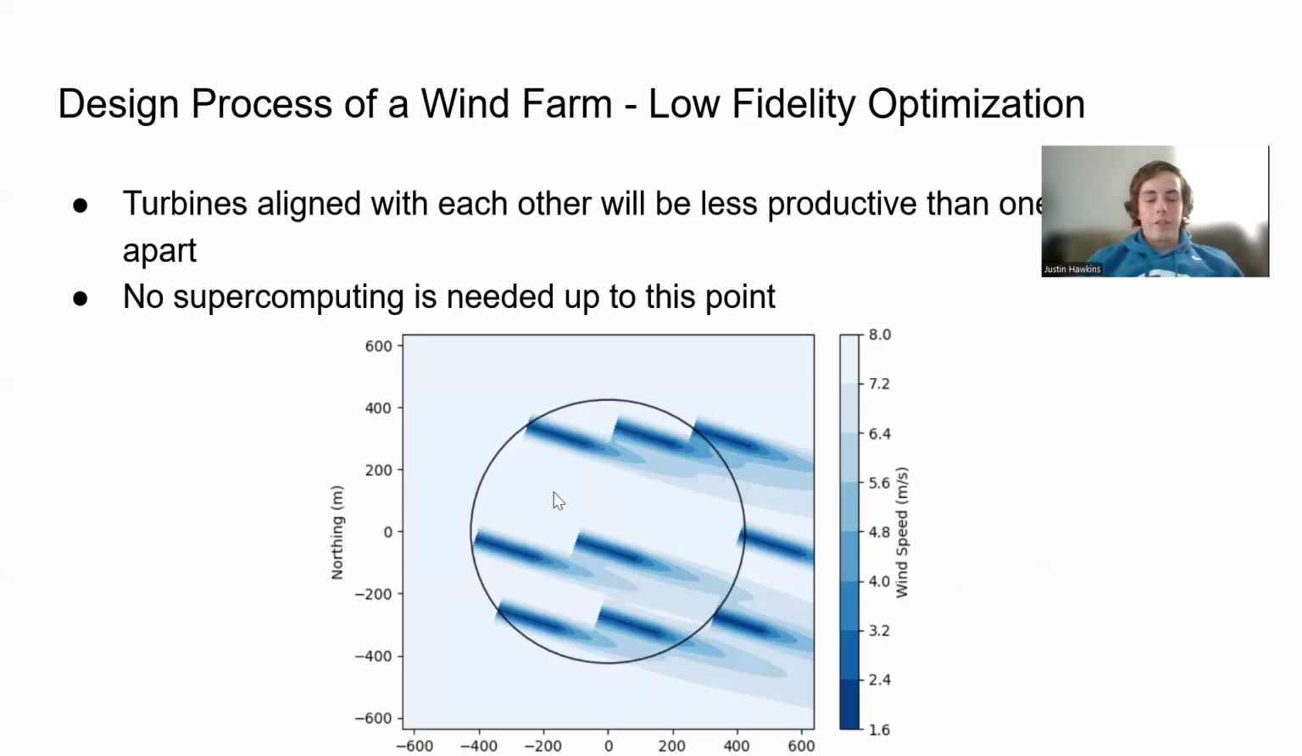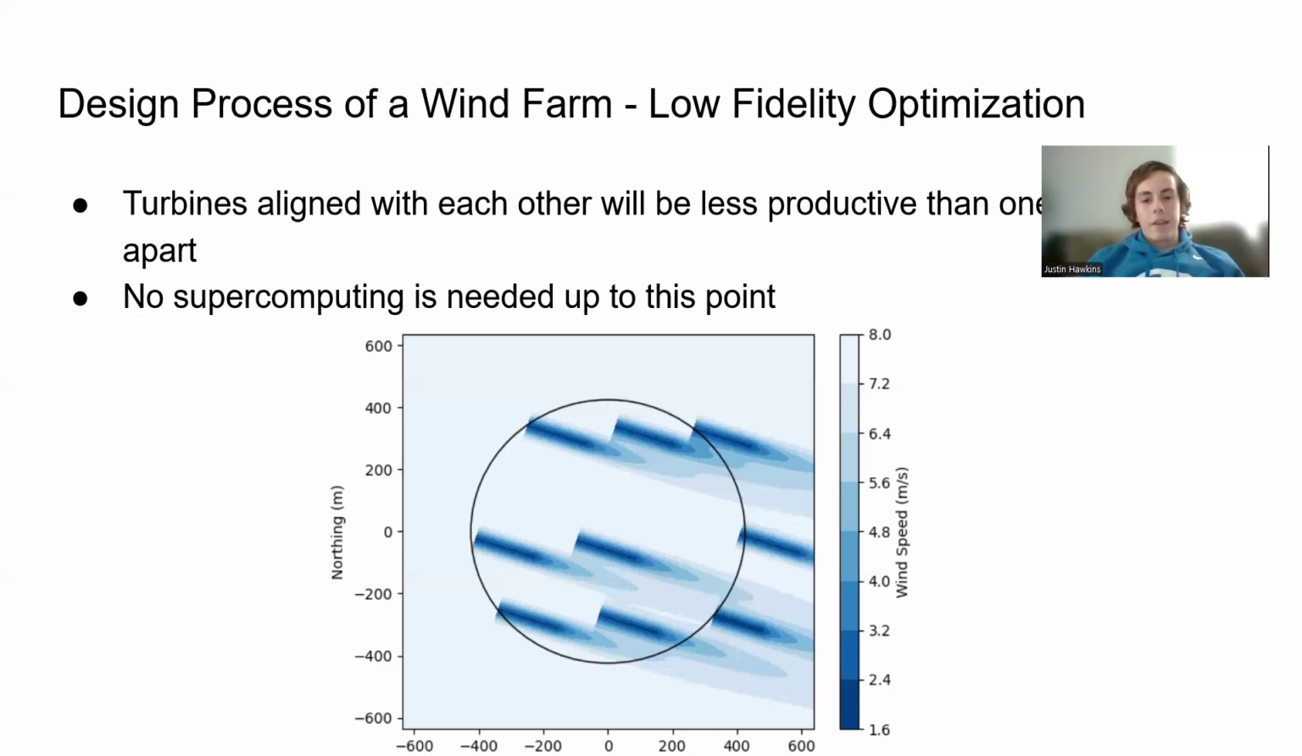So the idea is you want the turbines to not be within the wakes of one another, because if they're in the wake of another turbine, they're going to have lower performance, and that also adds to structural loading, and it's just generally not the best alignment. So up to this point, no supercomputing is needed. This is done on a laptop computer, often takes between 3 and 30 minutes. It's not that intense.